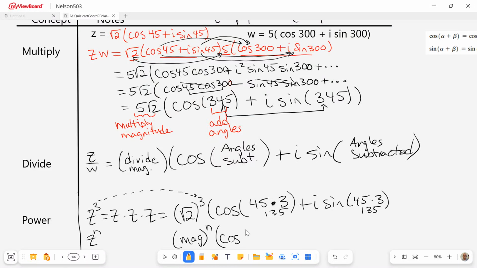Okay, so what are we going to put down here? We're going to have cosine of n. n is my power, right? So I'm going to have n times the angle, or you could have the angle times n, whatever you want, plus i sine n times the angle.